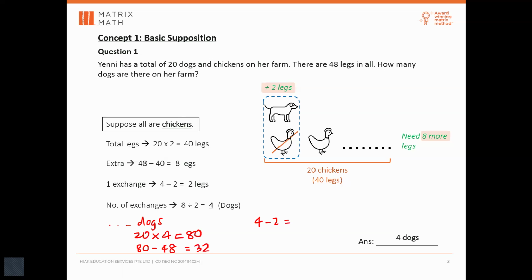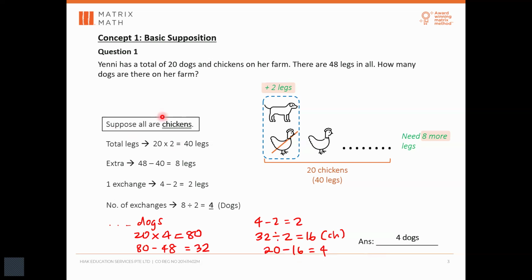And then we do the same step, one exchange. Because when we change from one dog to one chicken, you actually lose 2 legs. So I need to remove 32 legs. So I take 32, divide by every exchange, which is 16. 16 would be the number of exchanges from the dog to a chicken. So 16 is actually the number of chickens. Then you need to do one more step, which is to take 20 animals in total minus 16.